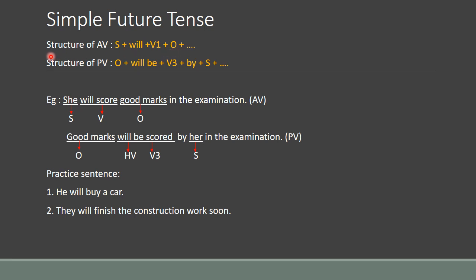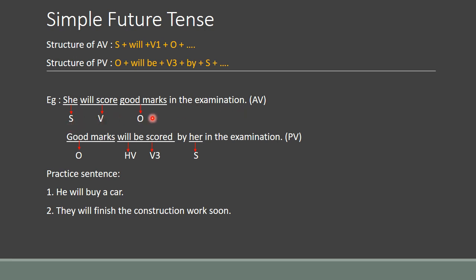Structure of passive voice: the object should come first, and then will should be changed to will be. And then the V1 form should be changed to its V3 form. Then add by, then the subject, and then extra elements. Now let's see an example. She will score good marks in the examination. This is an active voice. So we have to change it to passive voice.